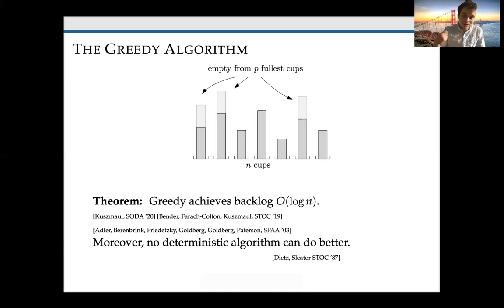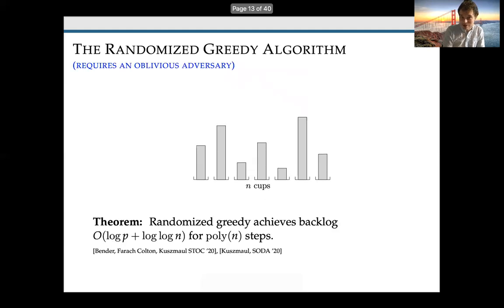What's cool though is you can actually do better with a randomized emptying algorithm. What was shown in more recent work is that by using a randomized version of the greedy algorithm, which I'll tell you a little bit about in a minute, you can actually achieve a much better backlog. You can get the backlog all the way down to O(log P + log n). So if P is small, then this is a backlog of order log n. And in fact, that also is optimal. You can't do better than backlog of order log n.